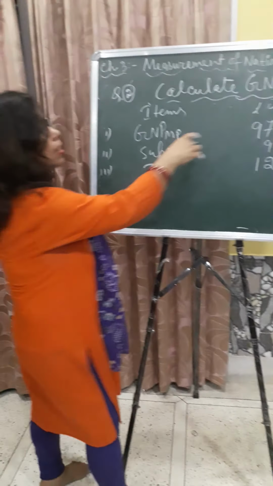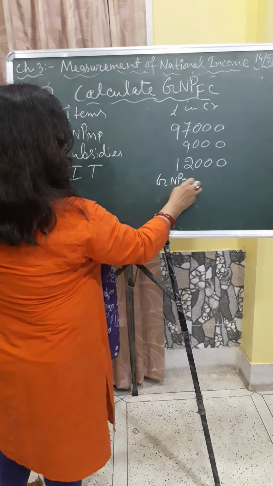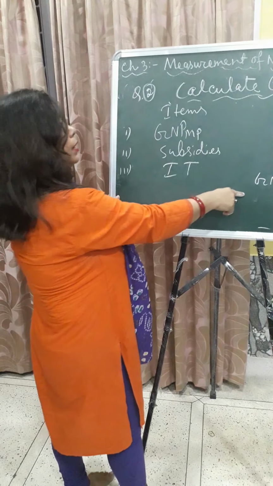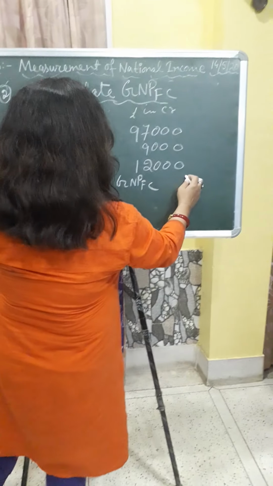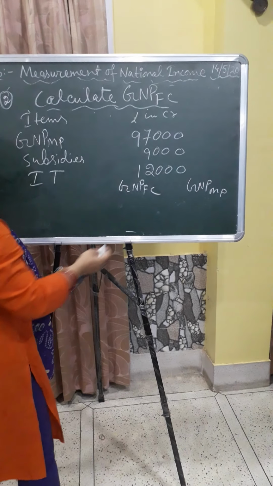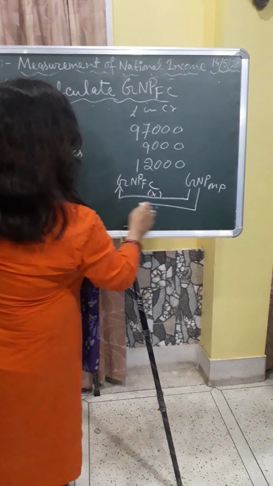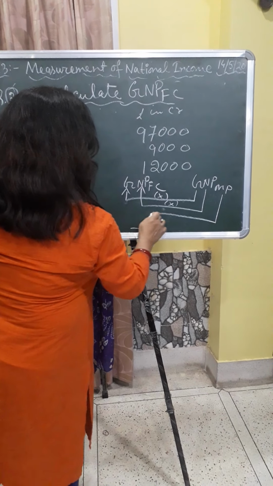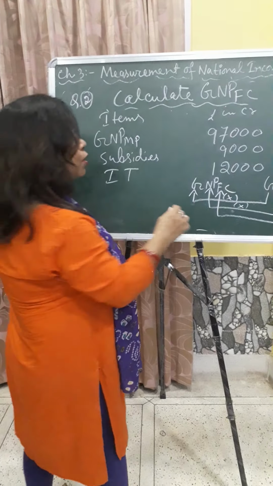How to calculate? So calculate GNPFC. With the help of GNPMP, we have to convert it to GNPFC. So you write GNPMP on the right side. Gross, cross. National, same, so cross. MP and FC, market to factor cost, so minus NIT.